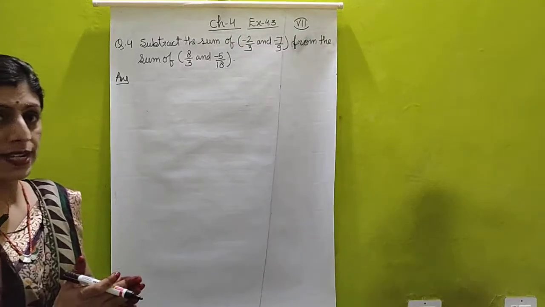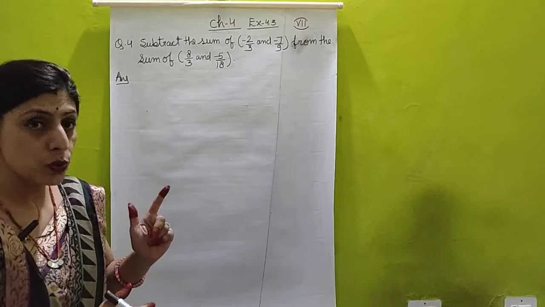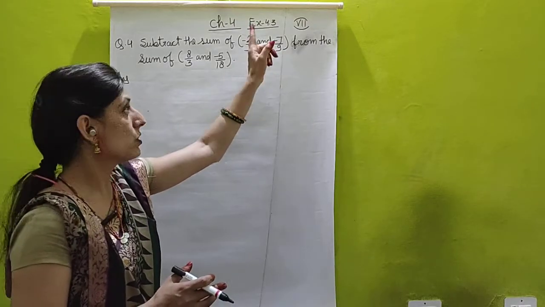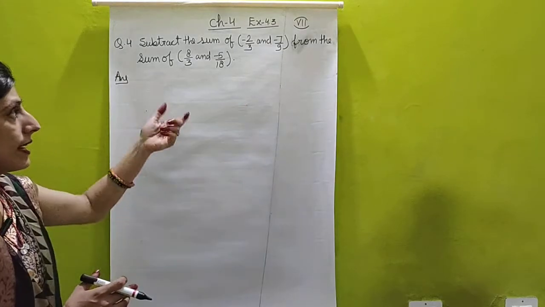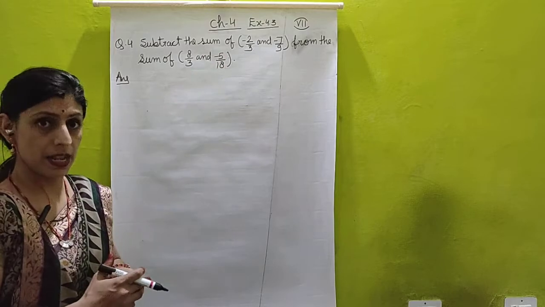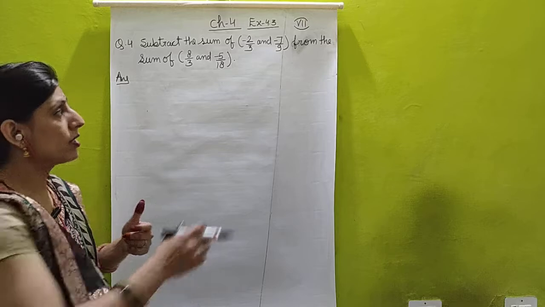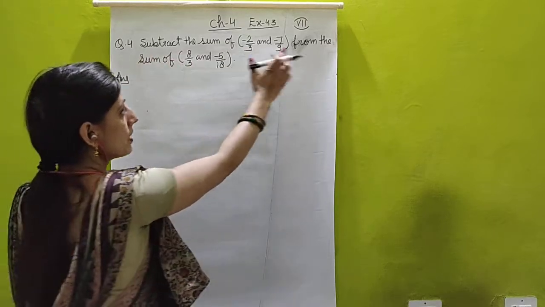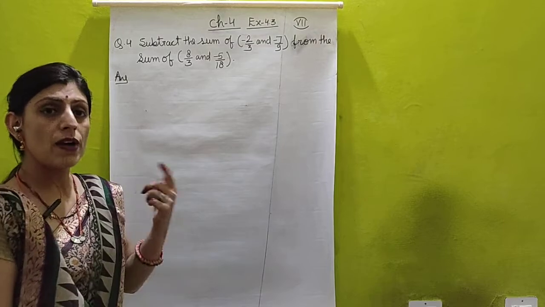In this question, students, we will complete it in 3 steps. First of all, we will find the sum in this bracket, minus 2 upon 3 and minus 7 upon 9. Then, in our second step, we will find the sum of 8 upon 3 and minus 5 upon 18. Afterwards, we will subtract both sums, because they have said to subtract the sum of this from the sum of this. Okay, students, now our first step.